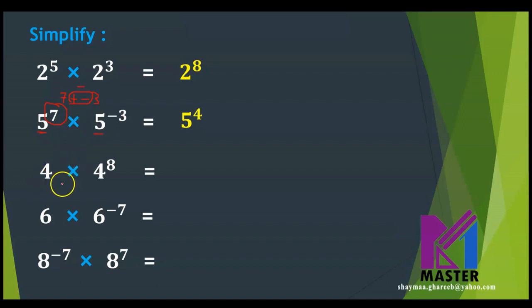Next example, I have 4 times 4 to the power of 8. What is the power here? The power of this 4 is power 1, because we said before, if the number is raised to the power 1, I don't write it. It's the same as the whole number without any power. So 1 plus 8 equals 9. So the answer will be 4 to the power of 9.